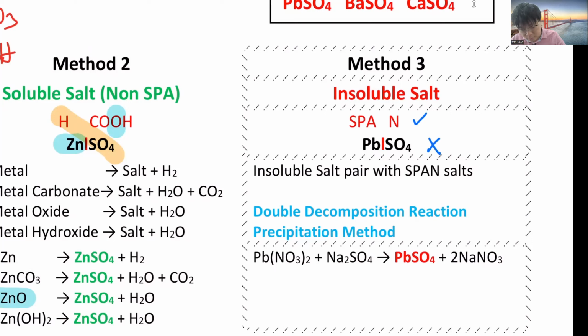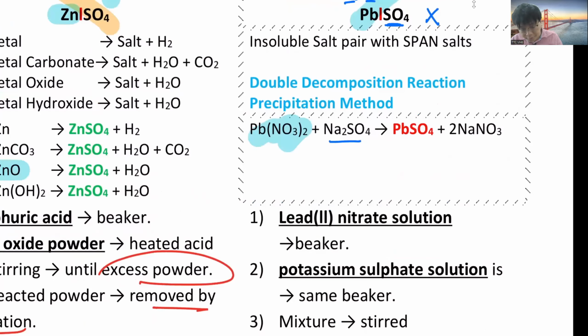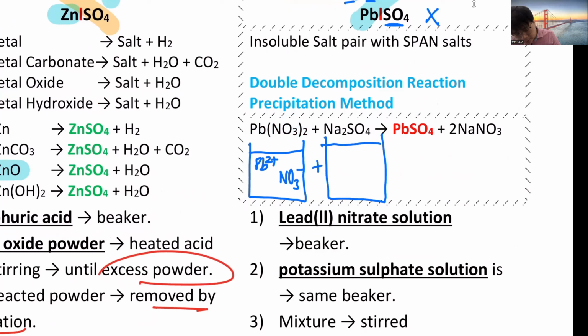So the first recommended will be Pb nitrate. Then the second one, you can choose any one: sodium sulfate, potassium sulfate, or ammonium sulfate. Okay. So this is very simple because these two are soluble salts. Soluble salt means what? Inside got Pb2+ and NO3-. Plus another solution, inside got Na+ and SO4 2-.